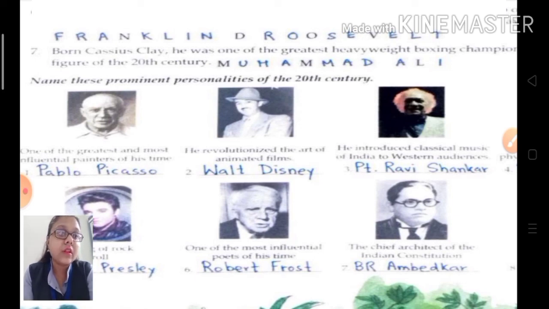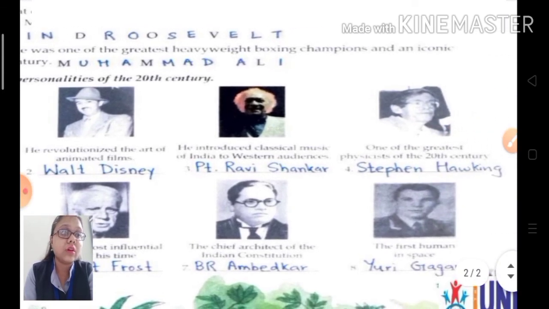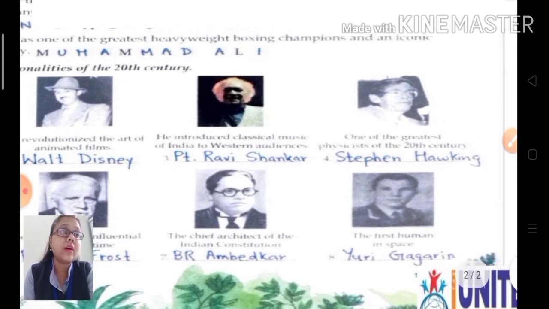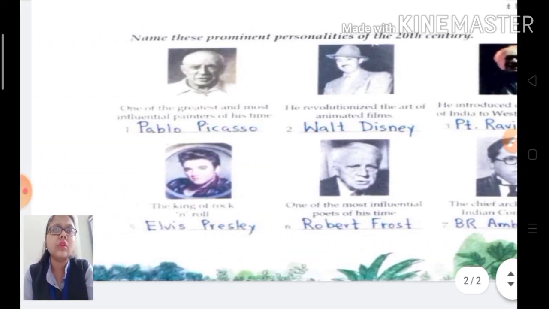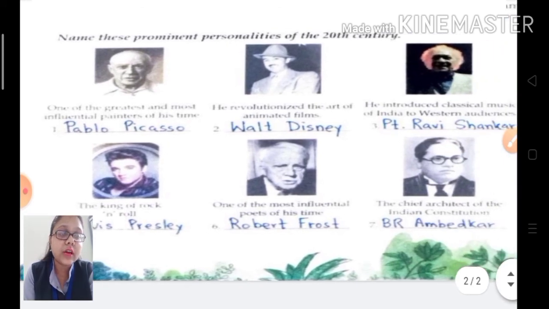Okay, then he introduced the classical music of India to Western audiences. Who introduced? Ravi Shankar. Okay, Pandit Ravi Shankar. Then one of the greatest physicists of the 20th century, who was the Stephen Hawking. You just need to learn the names. The king of rock and roll. Who was the king of rock and roll? Elvis Presley. One of the most influential poets of his time, Robert Frost, was the English poet, well-known poet of the 20th century.